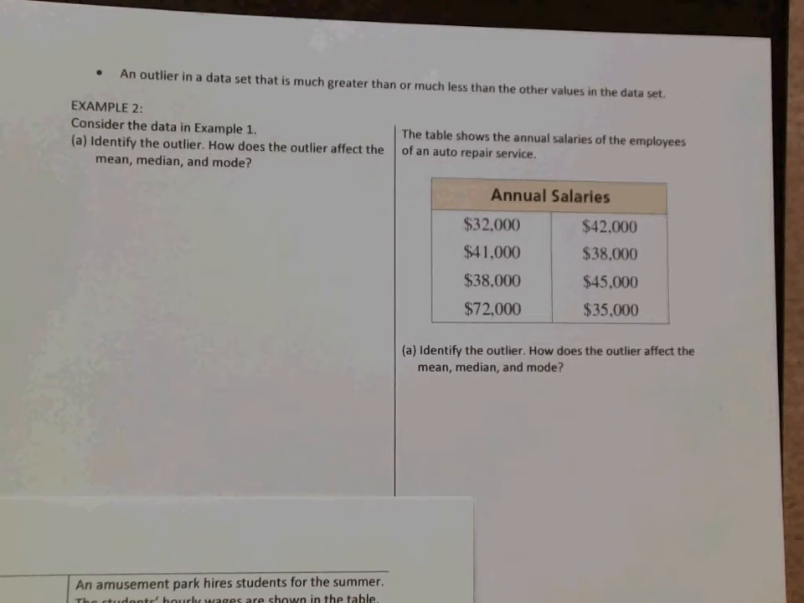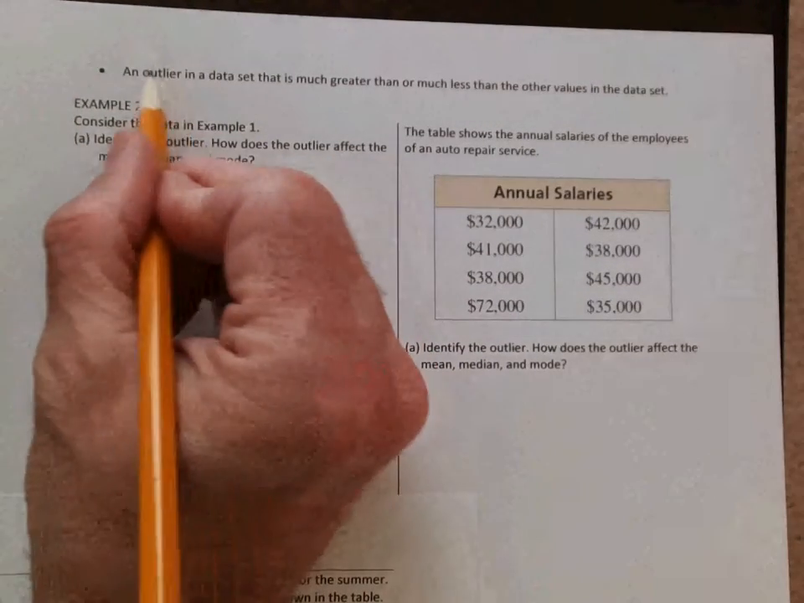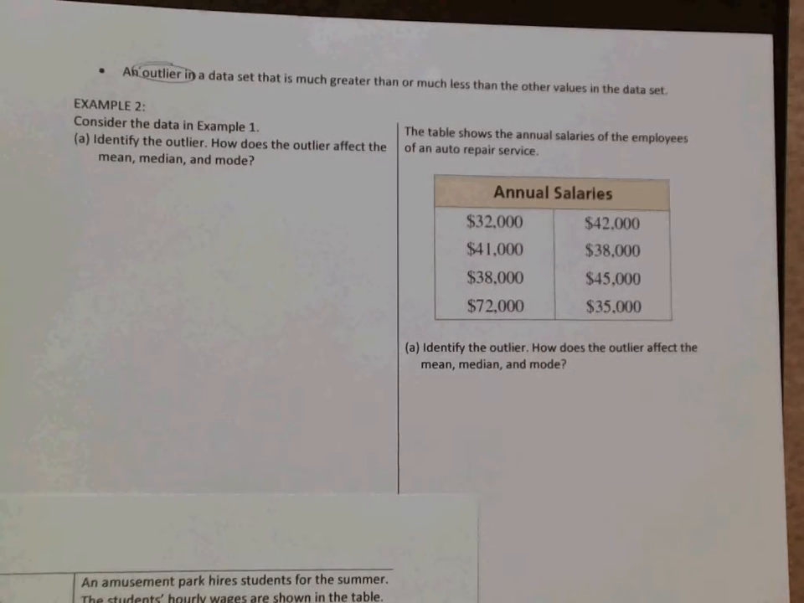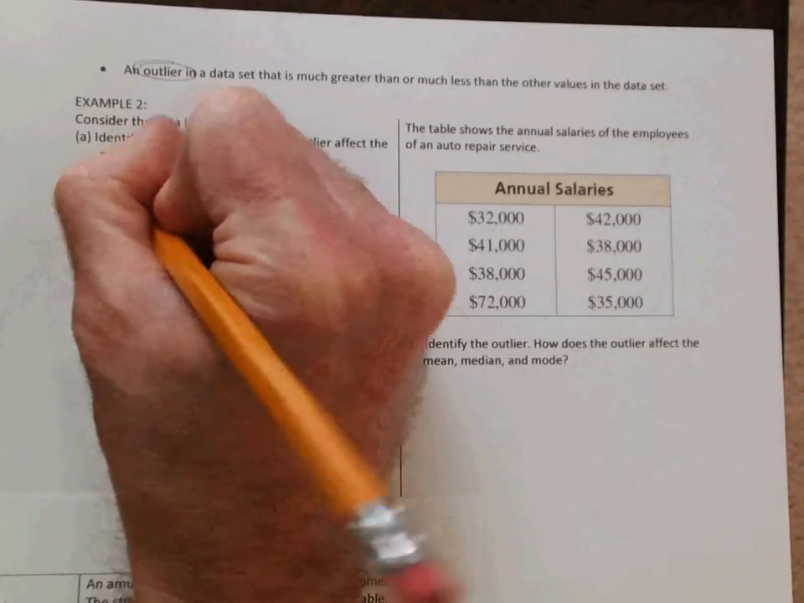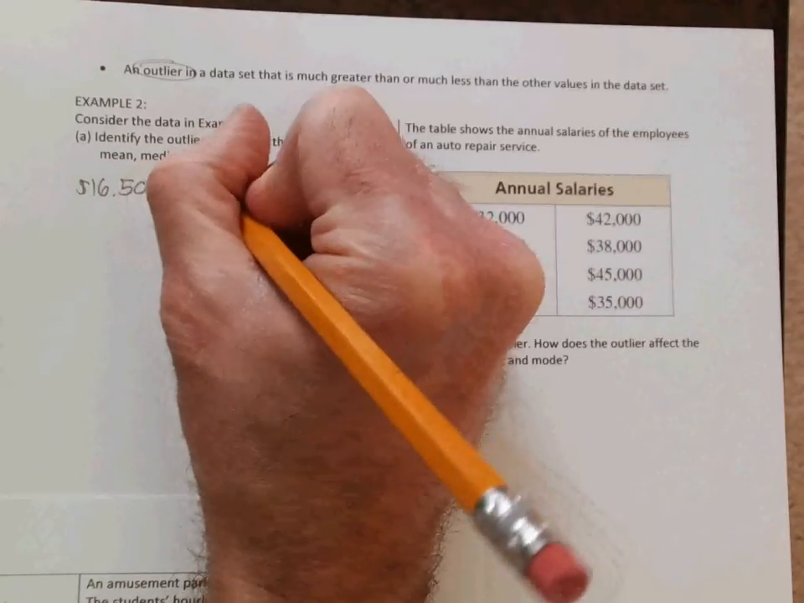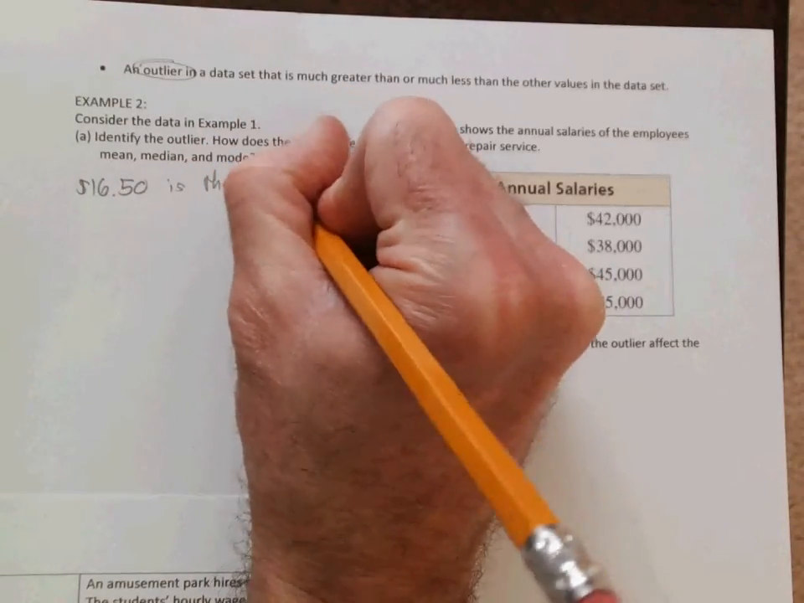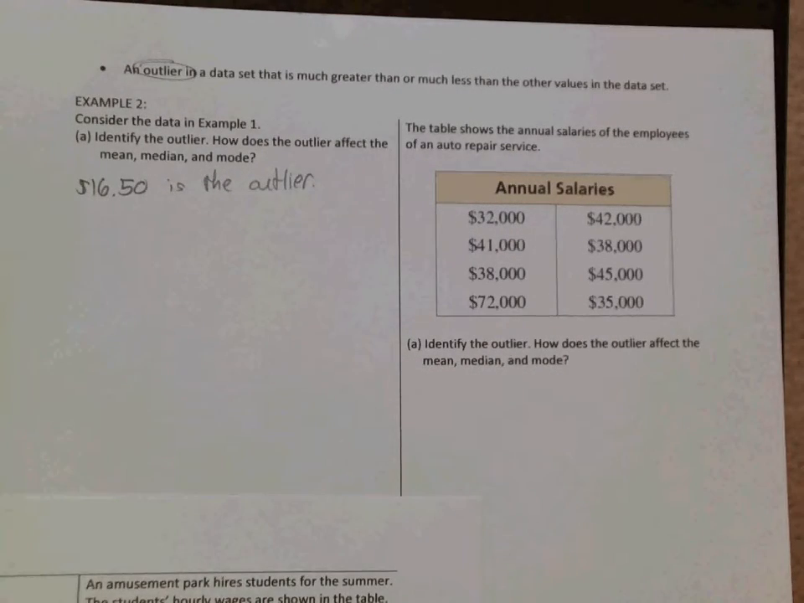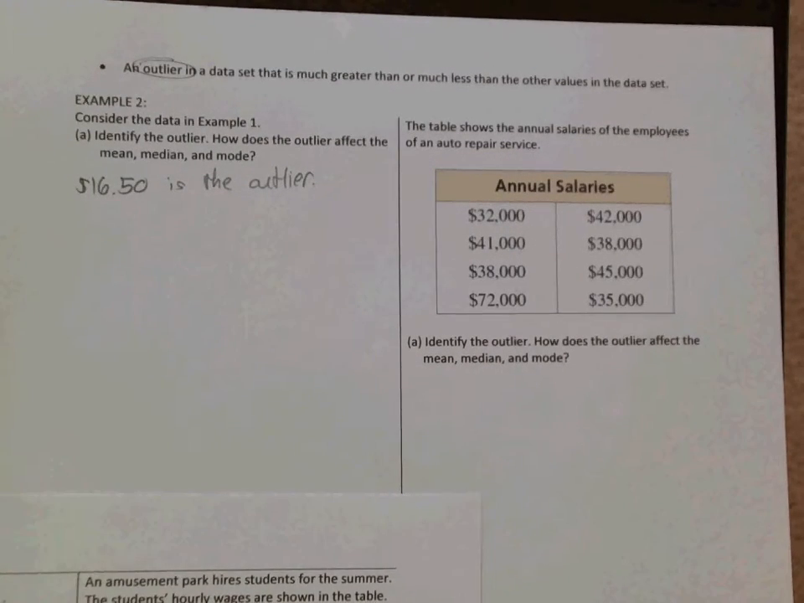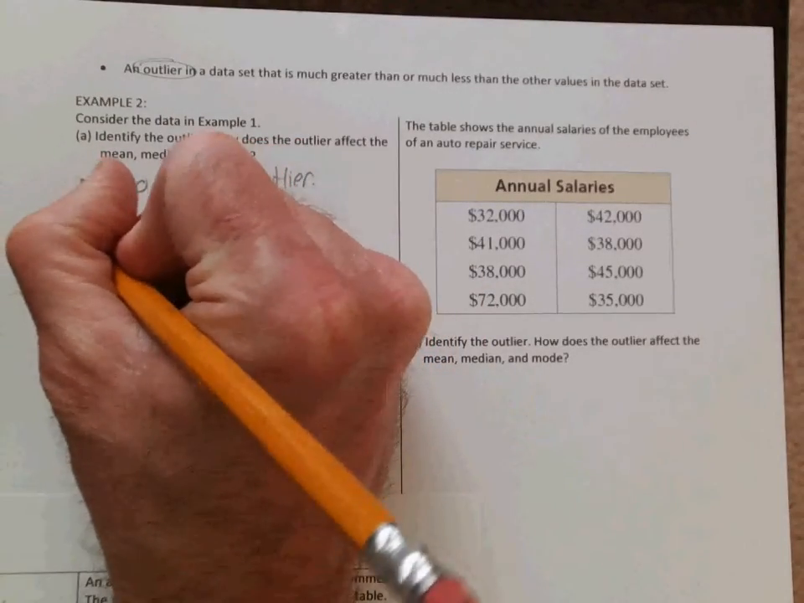So example 2 talks about this idea of an outlier. The outlier in a data set is a value that is much greater than or much less than the other values in the data set. So in example 1, as came up several times, 1650 is the outlier. So now, how does the outlier affect the mean, the median, and the mode?